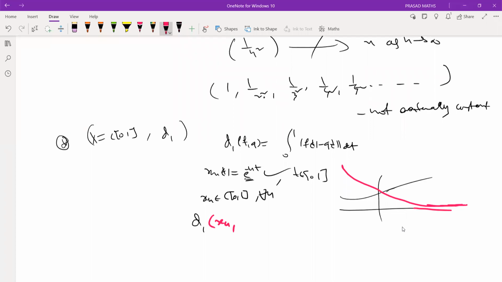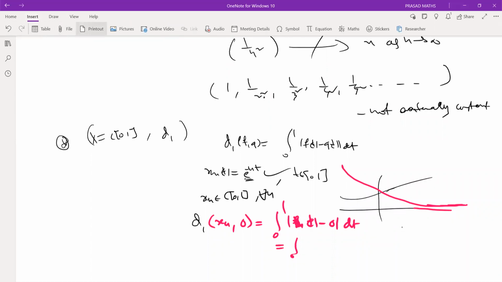Therefore, you need to find out whether the distance between x_n and 0 is less than epsilon. That means, actually, the integral from 0 to 1 of the modulus of f_n(t) minus 0 dt. That means x_n(t) is nothing but what?